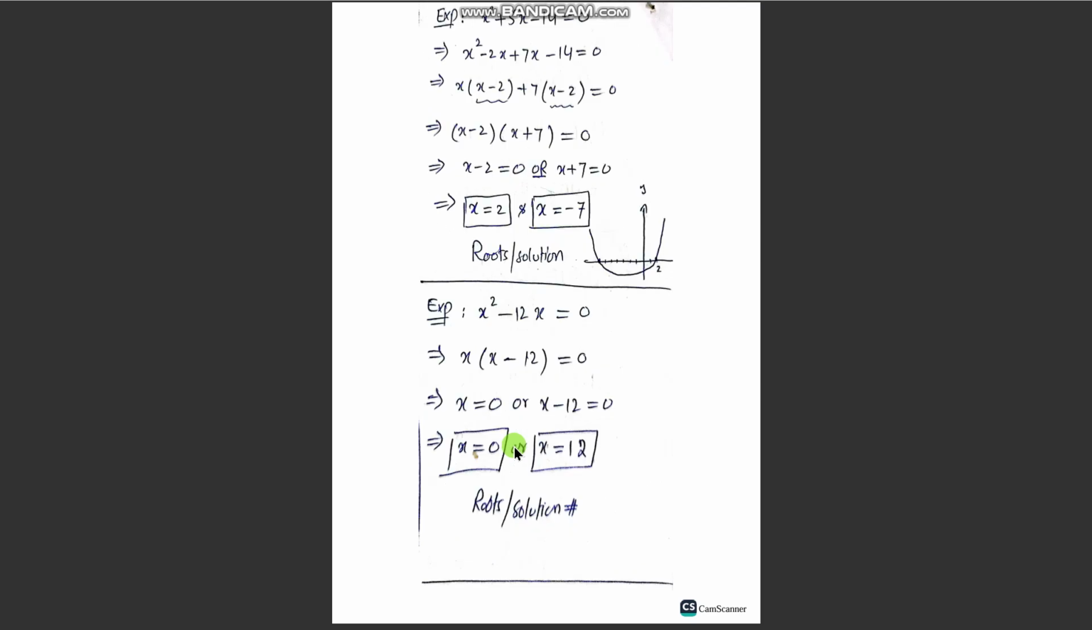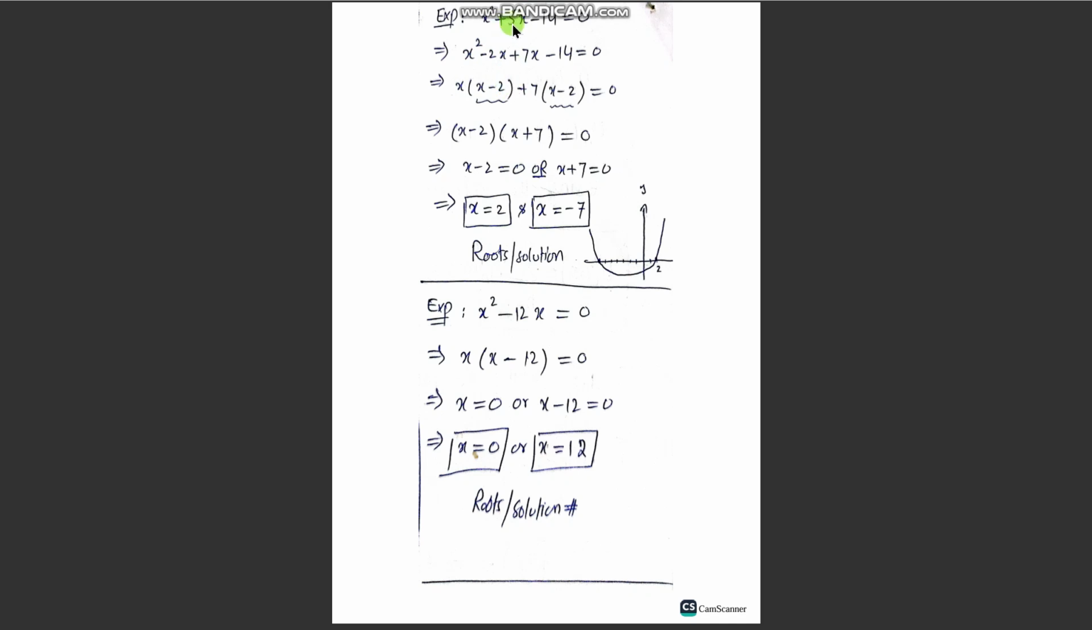Let's take another example: x square plus 5x minus 14 is equal to 0. This is a quadratic equation and we are going to solve it by the factorization method. So split this 5 into two numbers such that their sum is equal to 5 and their product is equal to AC. A is 1 and C is minus 14, so the product should be equal to minus 14.